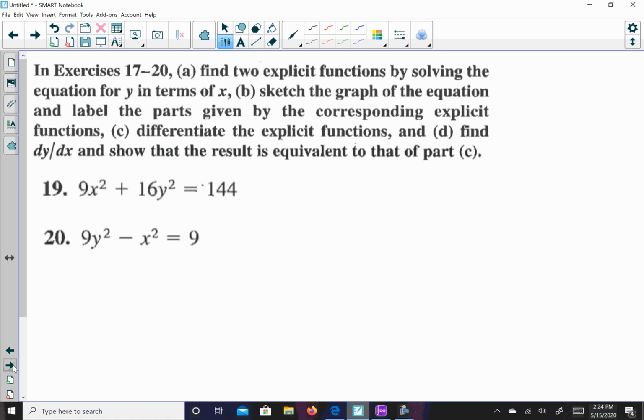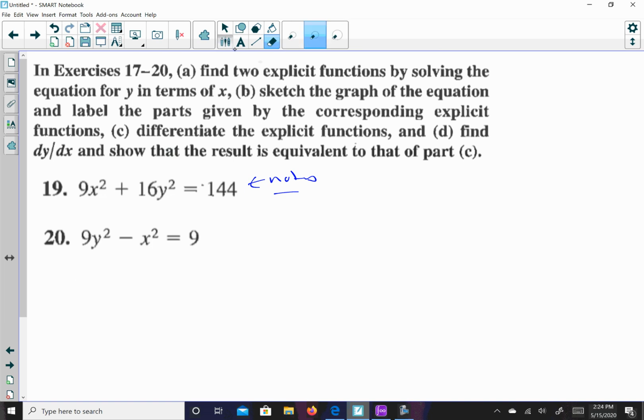In exercises 17 through 20, you're to find the two explicit functions by solving the equations for y, sketch the graph of the equation, and label the parts given by the corresponding explicit functions. So let's do that first. This is the one we did in our notes when we went through the notes video. I'm going to do number 20, and then your homework, I believe, is 17. I'm going to solve for y.